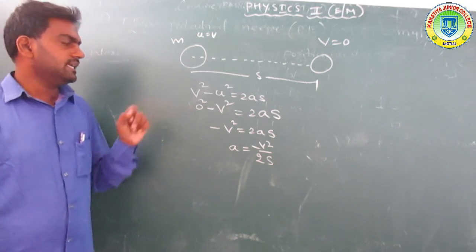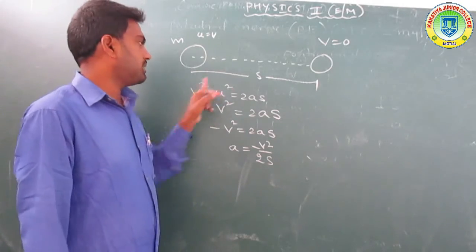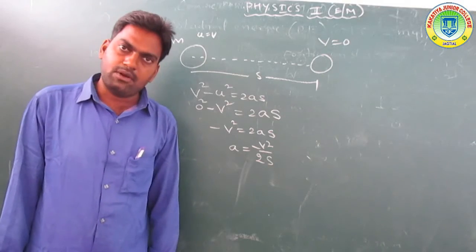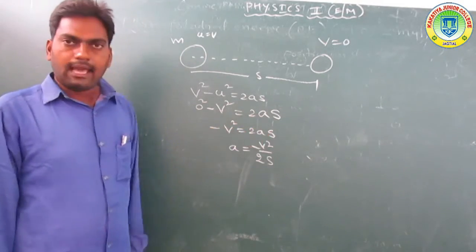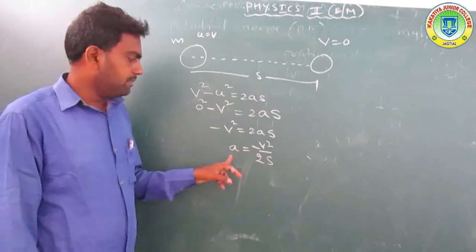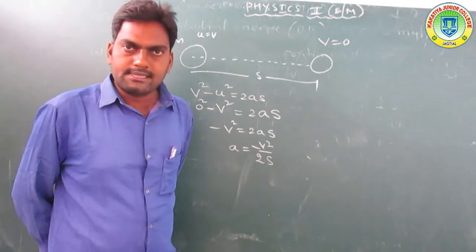By using the kinematic equation, v square minus u square is equal to 2as. The final velocity should be taken as 0, because the body is brought to rest, and u is equal to v. a is the acceleration and s is the displacement. So the acceleration a is equal to minus v square by 2s.